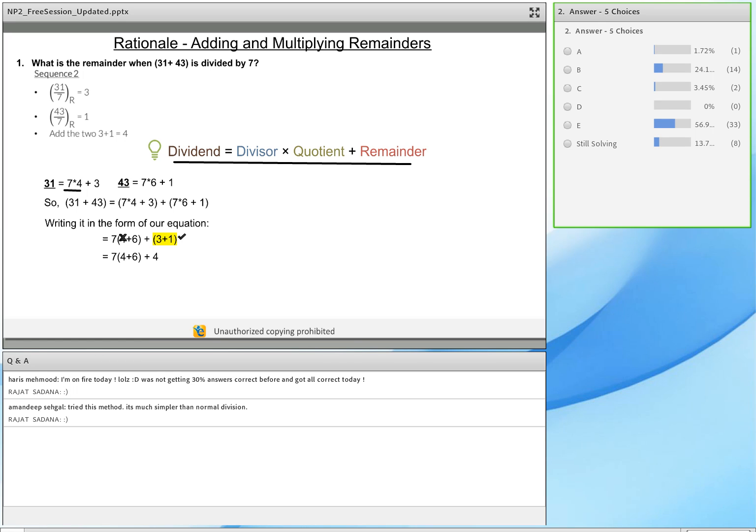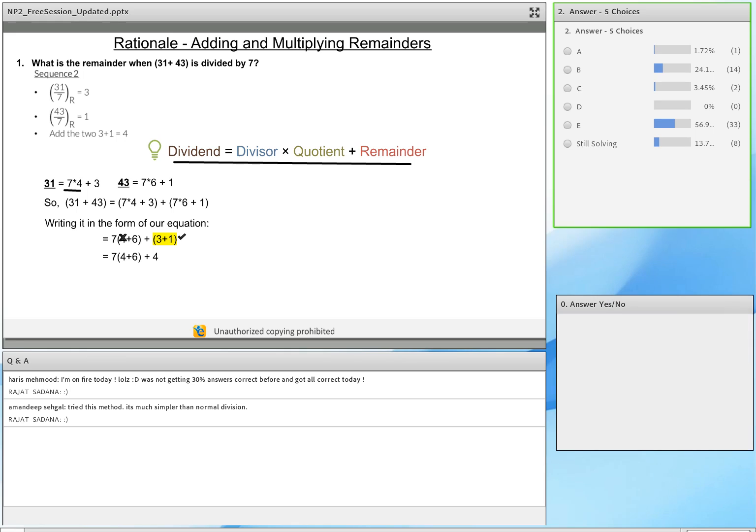Does that make sense? You can see how we derive this purely from this equation. If you understand this equation, getting to that seems like a fairly simple derivation.